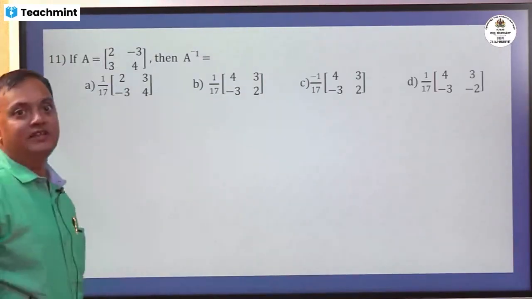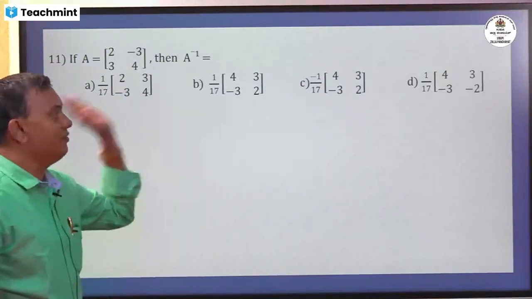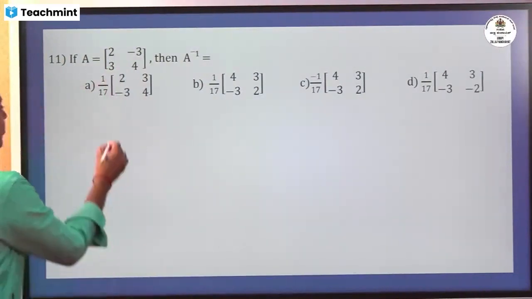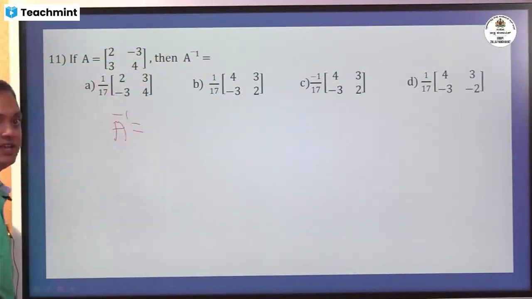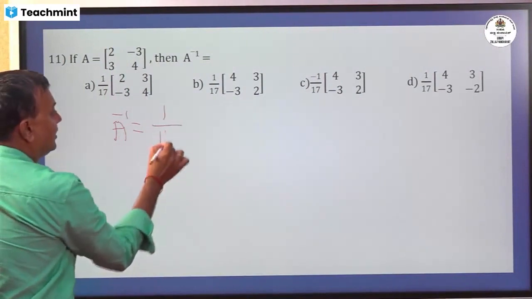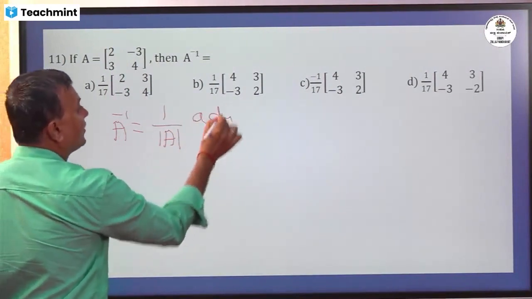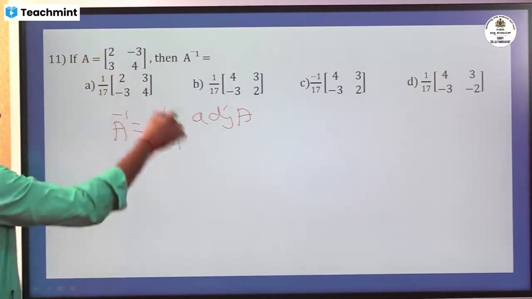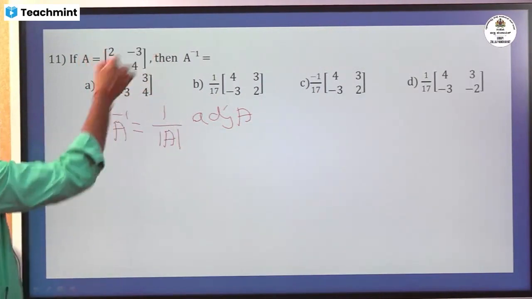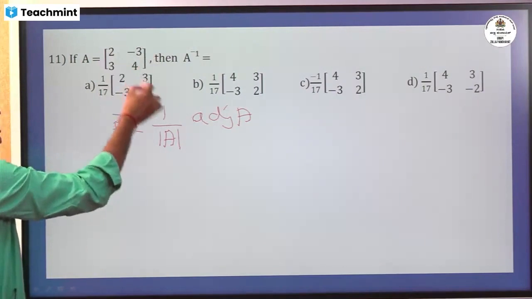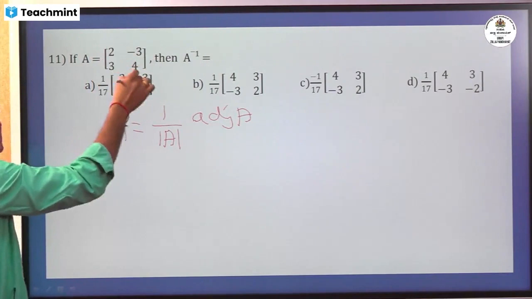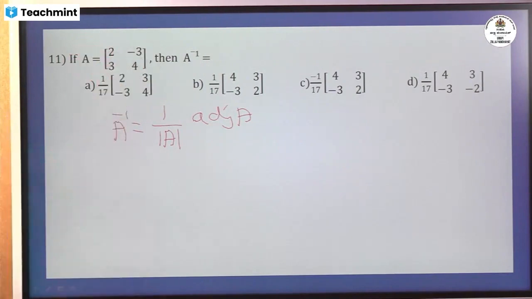Next one, very simple question. Then A inverse. We can easily write the inverse of a 2 cross 2 matrix. What is the formula for A inverse? A inverse is 1 by determinant A into adjoint A, correct? So what is the determinant of a 2 cross 2 matrix? Product of main diagonal elements minus product of secondary diagonal elements. 2 into 4 is 8, minus of 3 into minus 3, plus 9. So 8 plus 9 is 17.